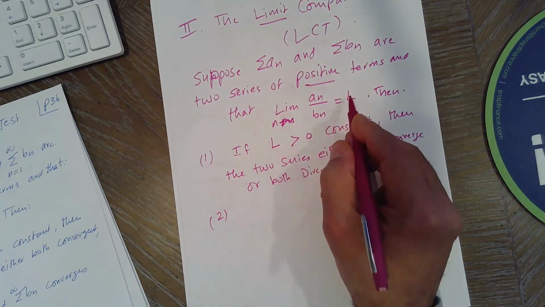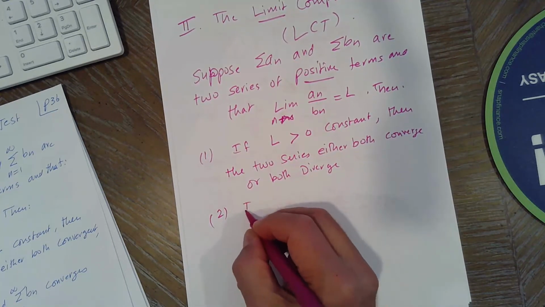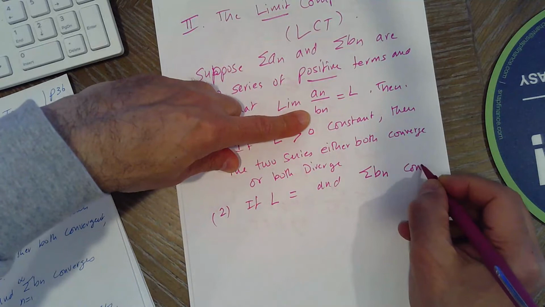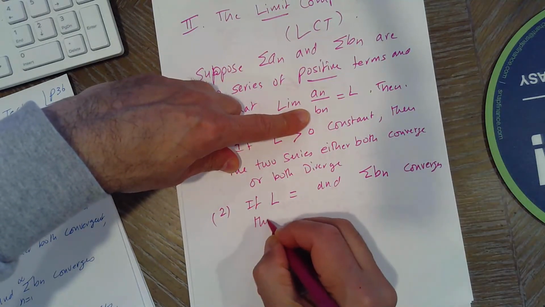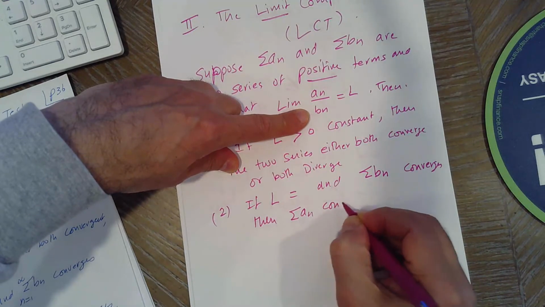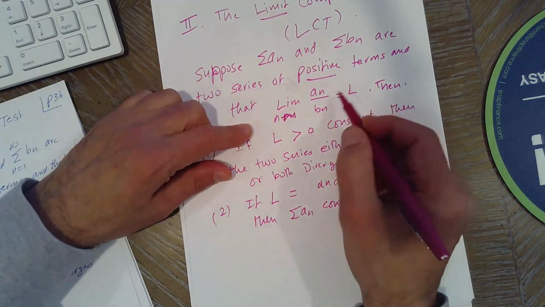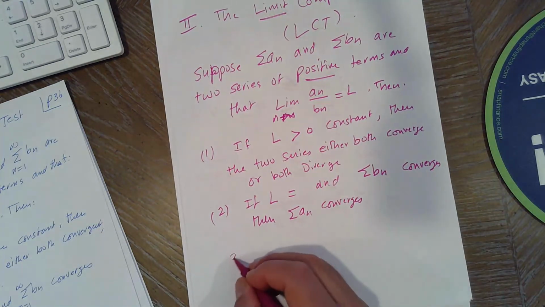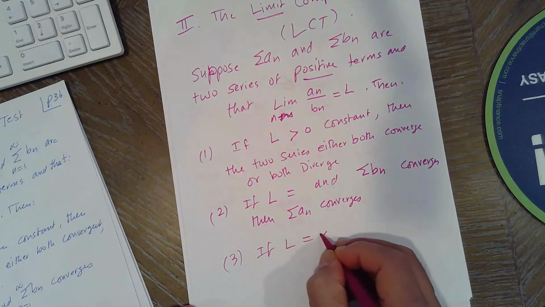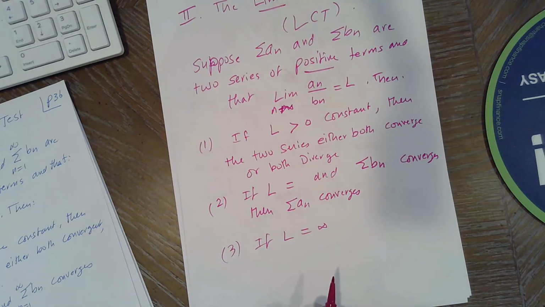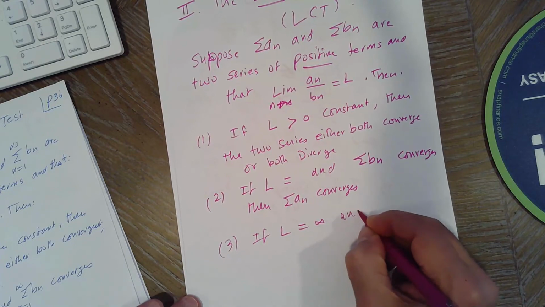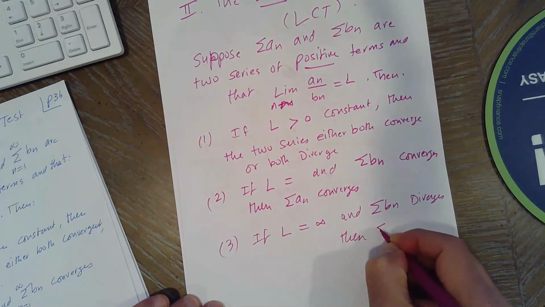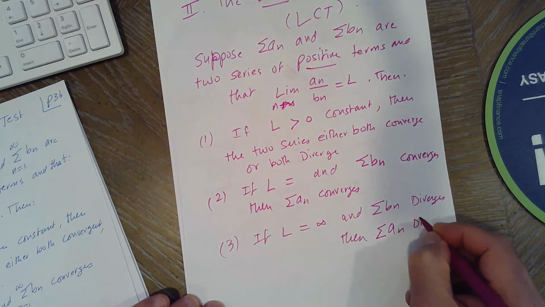And if that ratio, when you do the limit as n goes to infinity, if you get a 0 and sigma bn converges, then sigma an converges. So if that's a 0 and the known one converges, then the one we want to know converges as well. If you get infinity, and sigma bn diverges, then sigma an diverges as well.